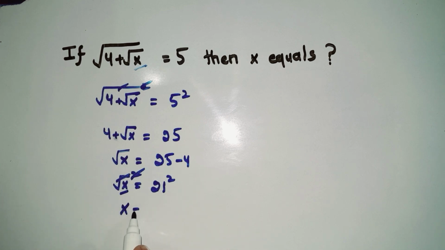x equals 21 squared, which is 441. So the value of x is equal to 441. This is our answer.